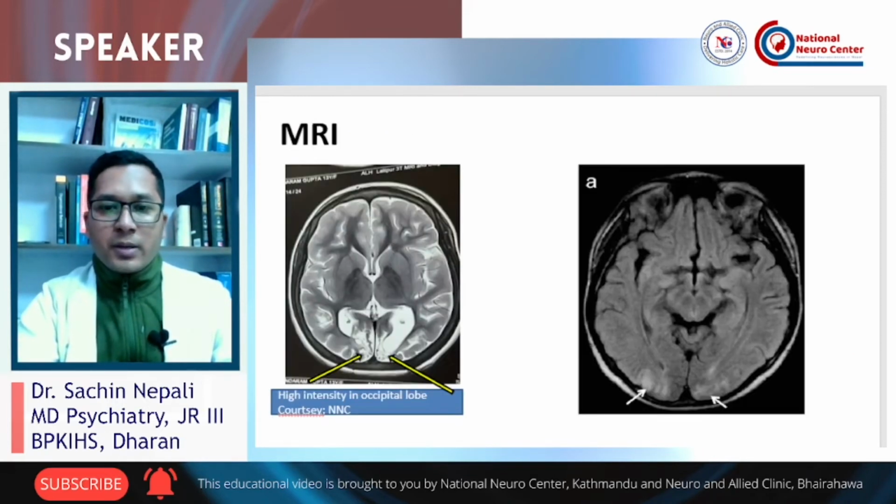Now in the MRI, here we have shown two pictures. This first one is which I had already explained during the case vignette, and this is the MRI of our patient. Here we can see the occipital lobe, and there is a high intense lesion in both occipital lobes. Similarly, in this second picture, there is also a lesion shown in the occipital lobes.